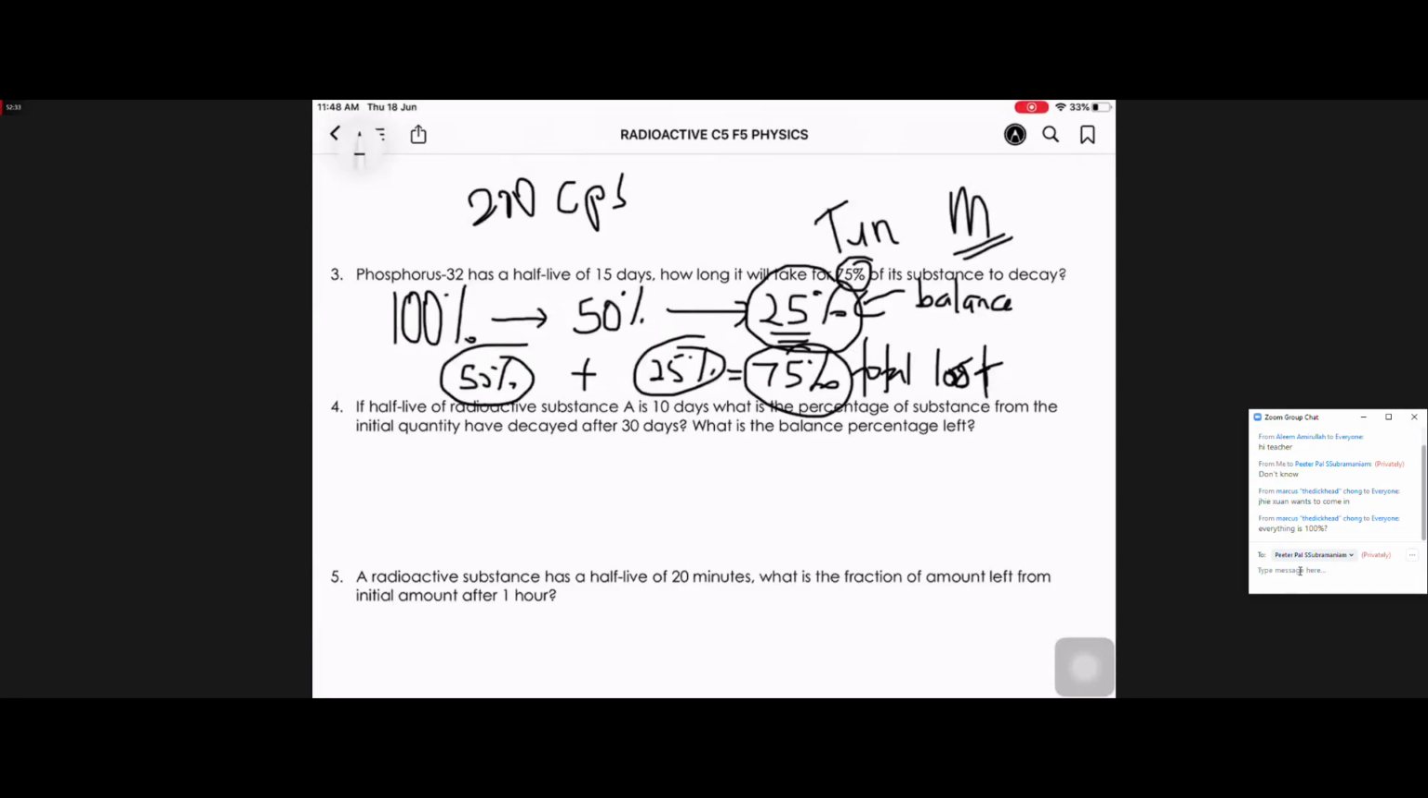So how long will it take? First half-life, second half-life. So 2 half-lives. It took 2 half-lives. Each half-life is 15 days. So what is the time? So the total time taken. Tun M, what is the total time?